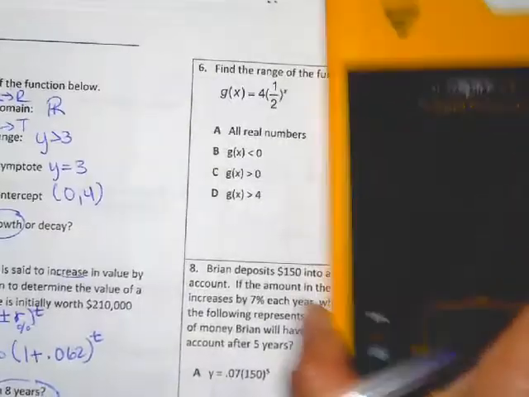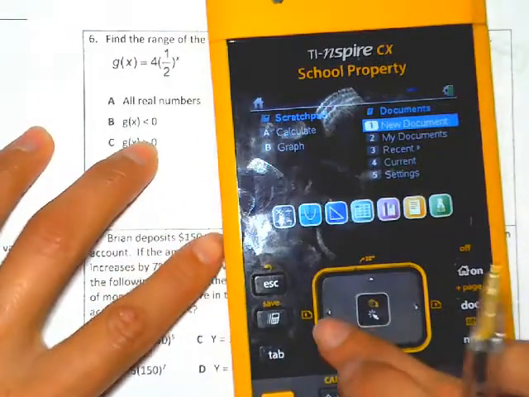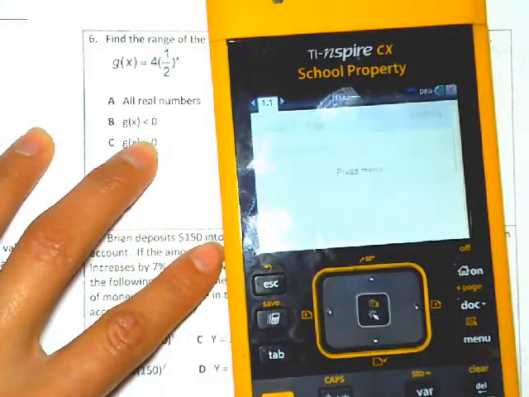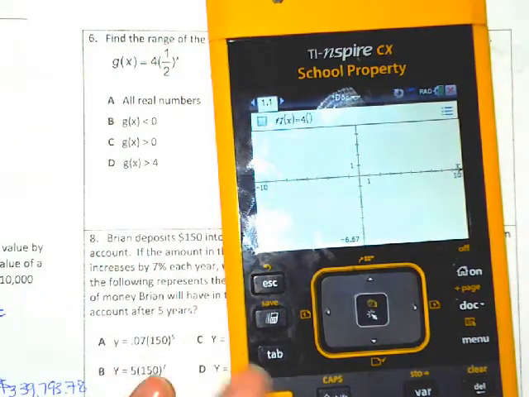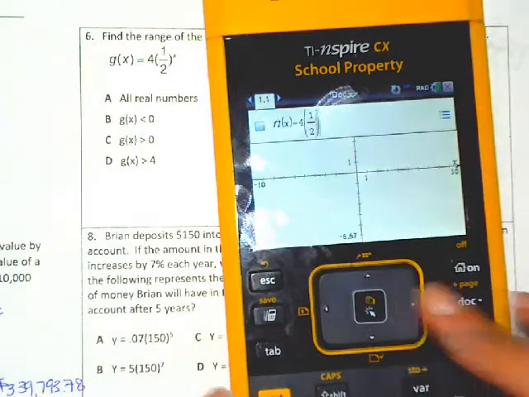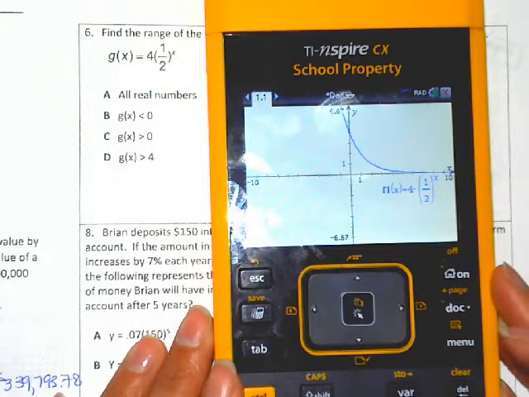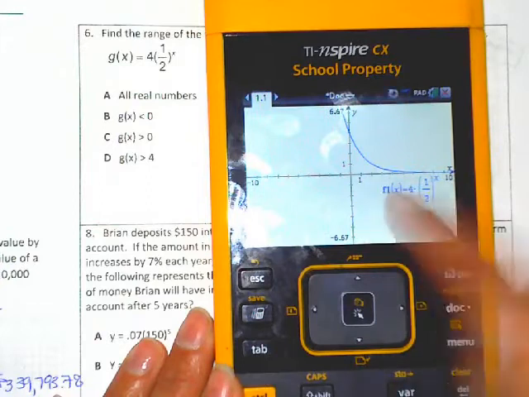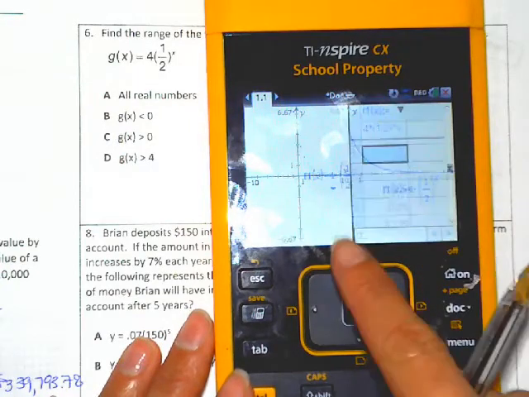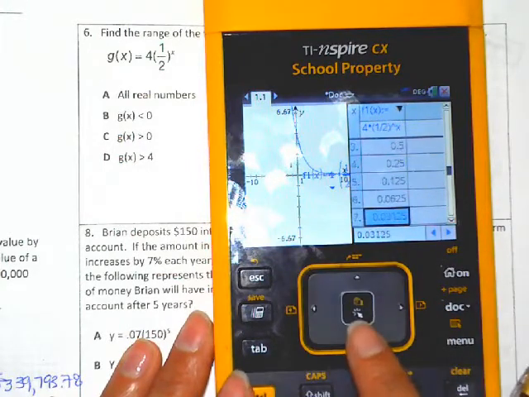Alright, the next one. It says find the range of the function, and then it gives us the equation. So let's say we were on a test, and this was our question. We have to make sure that we open a graph so we can see it. 4 parentheses, control division, 1 over 2, close parentheses, raised to the x. Alright, this is obviously approaching the 0. And then you can double check if you want by looking at the table. And on the positive side, because it's going on the right side, it is approaching the 0.